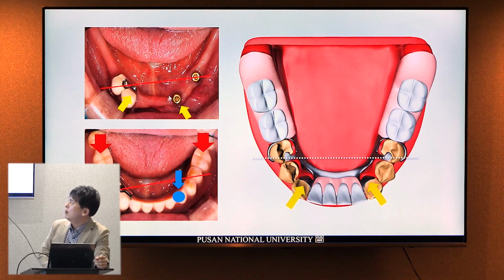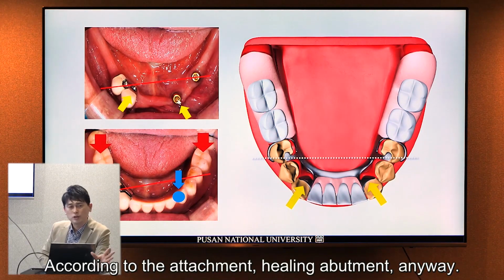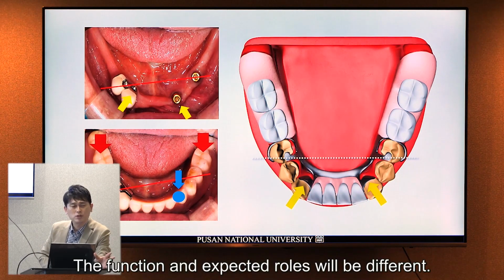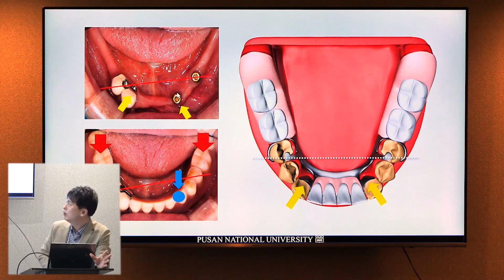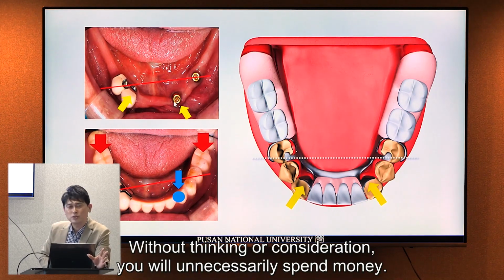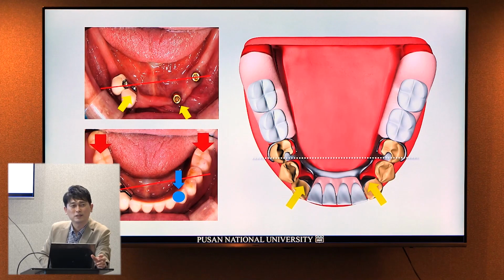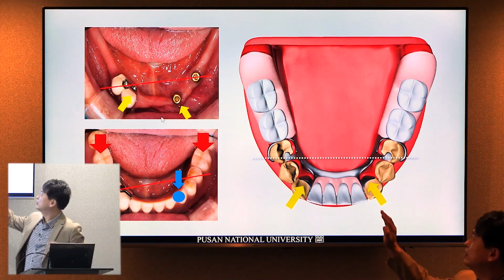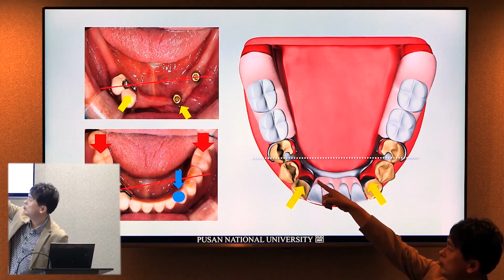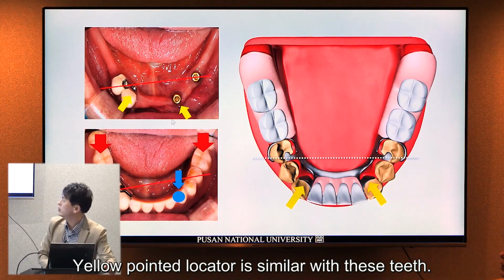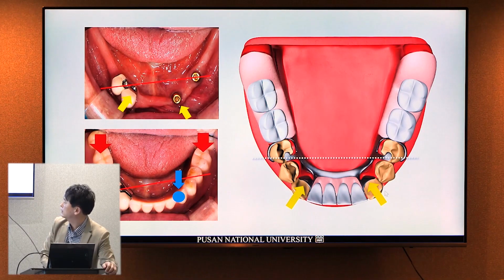So, according to the attachment, according to the healing abutment, the function and the expected result will be different. So, without thinking or without consideration of those kinds of things, you will spend money without meaning. Understand? Yeah. So, the yellow pointed locator is similar to these teeth.